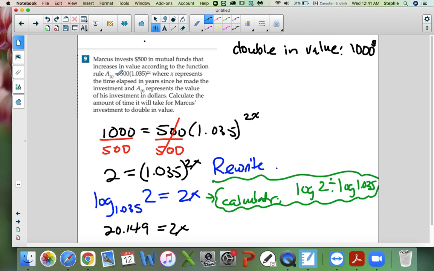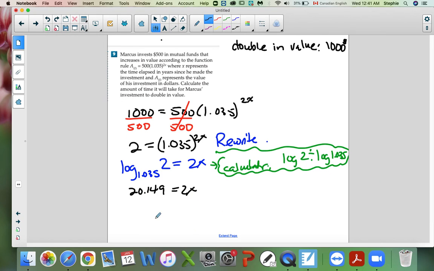Now you just solve for x. I'll just make this a little bit smaller. So now 20.149 divided by 2 is equal to x. And your answer is about 10. So 10 is approximately x. And that concludes our lesson.